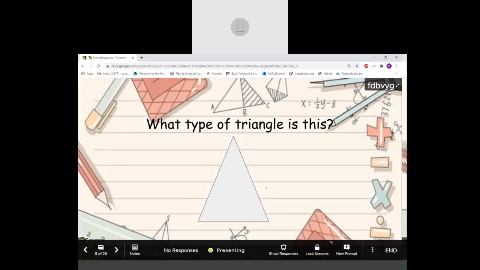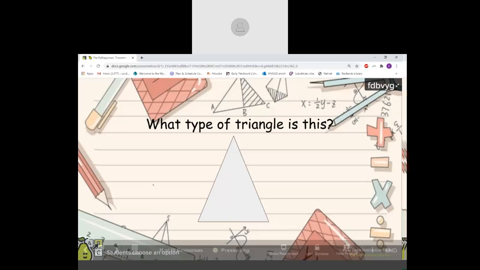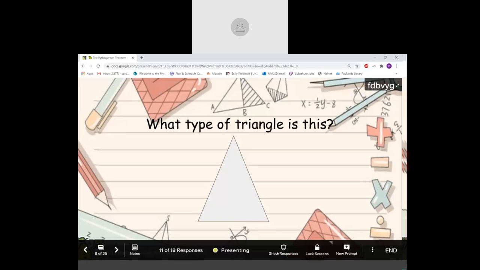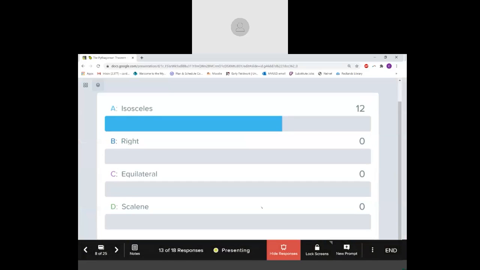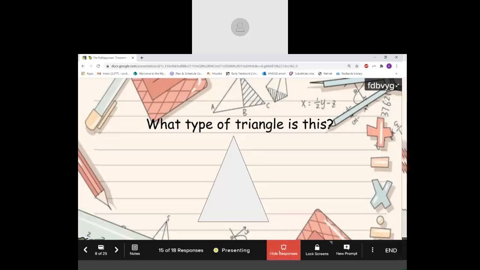All right, Jolene, what do you think this triangle is? Well, the two lines look about the same size, but the third one doesn't. So I don't think it's an equilateral. Oh, good. Everybody got it right. Oh, somebody's changing their mind. So remember, equilateral is equal. So every side needs to be equal. We can tell that these two are longer.